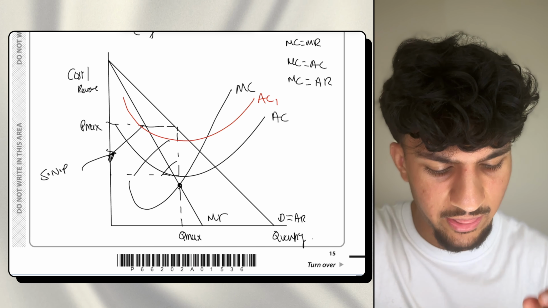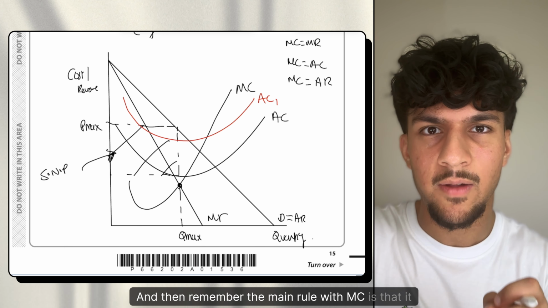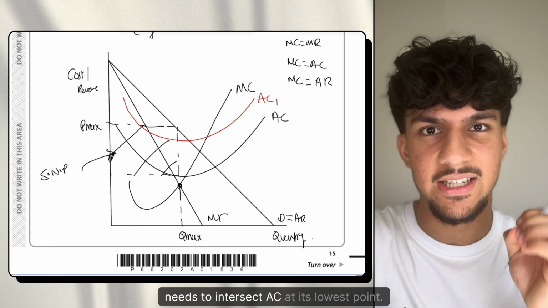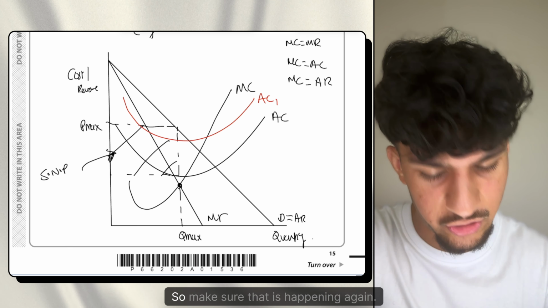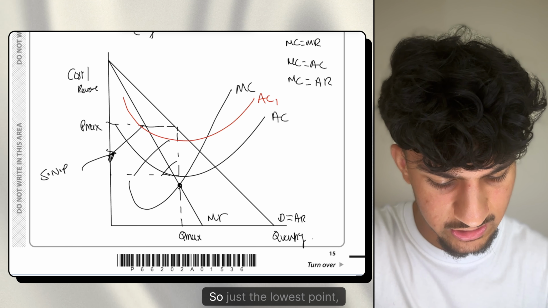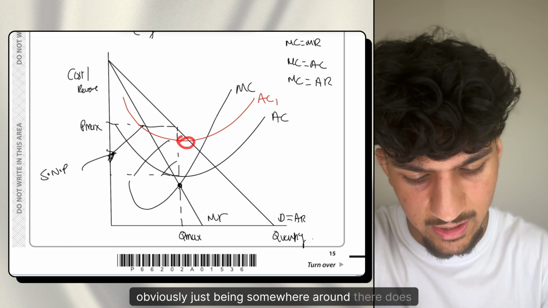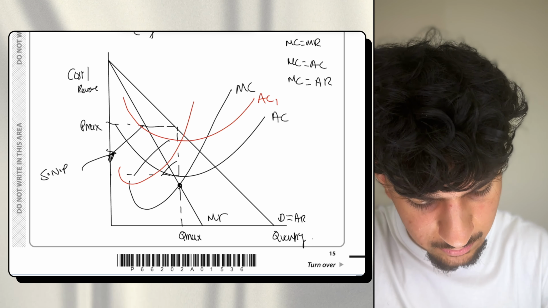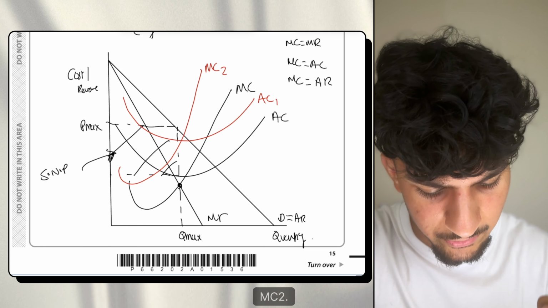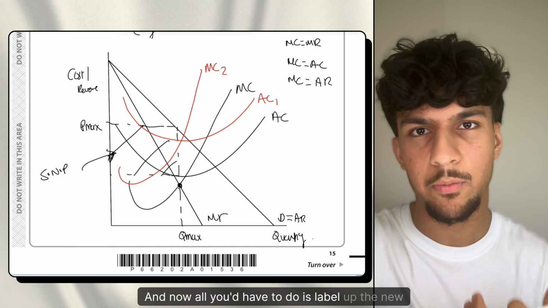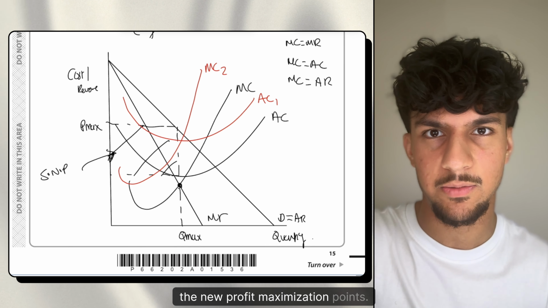So AC1, and then remember the main rule with MC is that it needs to intersect AC at its lowest point. So make sure that is happening again. So just the lowest point, obviously just being somewhere around there. It does not have to be perfect, but something like that. MC2, and now all you'd have to do is label up the new points, the new profit maximization points.